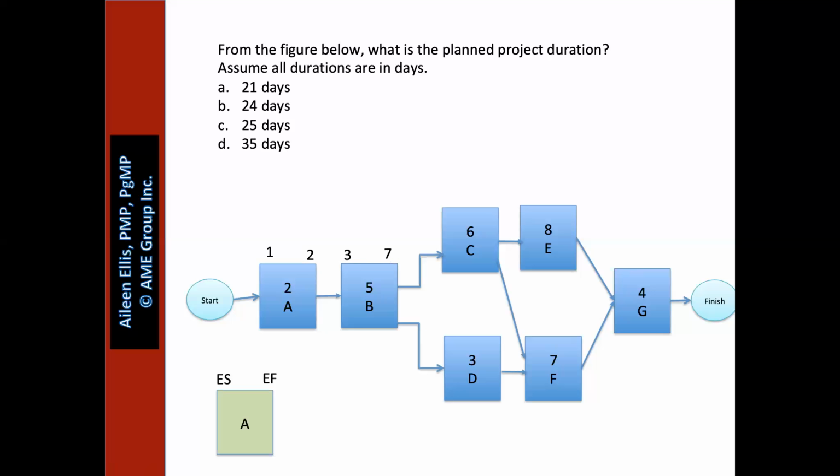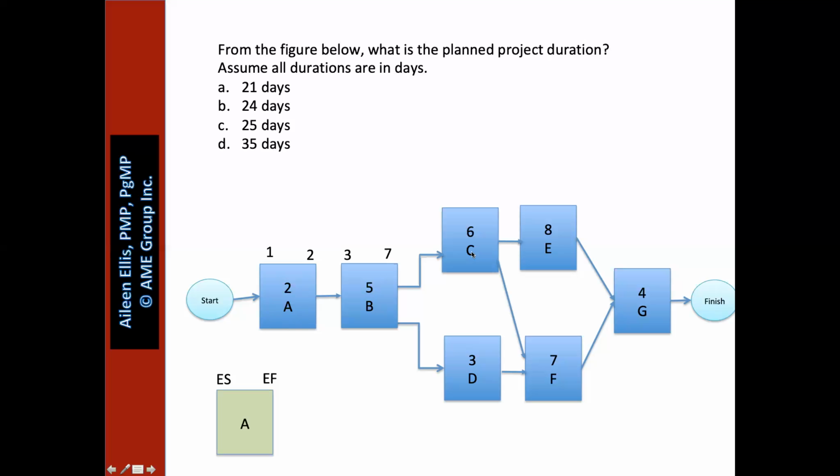Some of you now may be saying, I don't like that subtract a 1. Let's assume the project was just A and B. You tell me, if A is 2 days and B is 5 days, what's the project duration? Would you agree it would be 7 days? So you can see the method works.